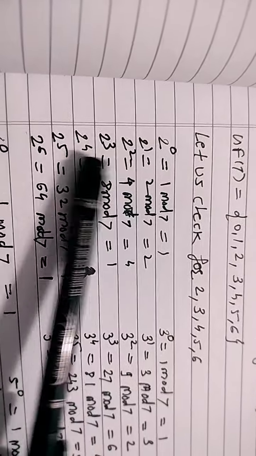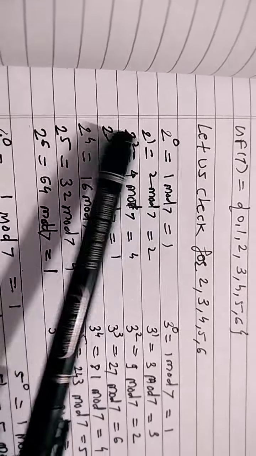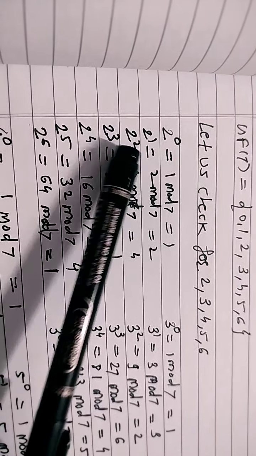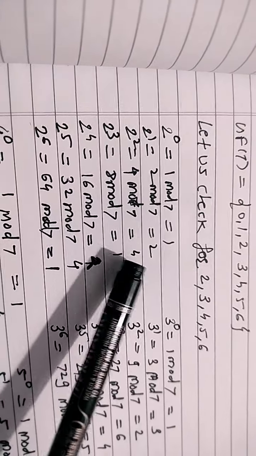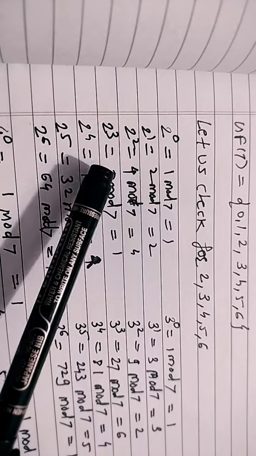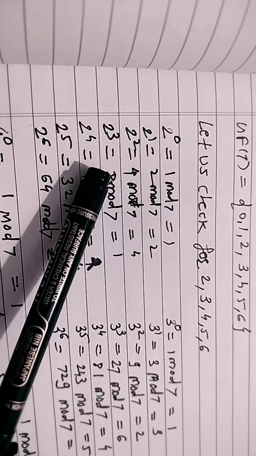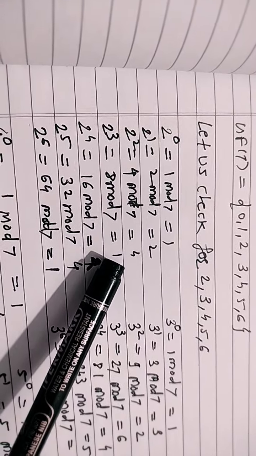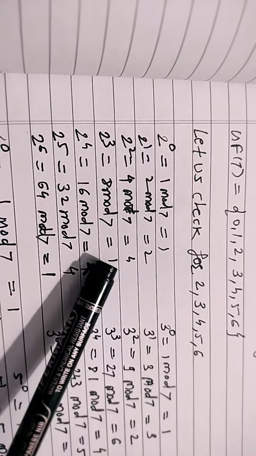So let us check with 2. So we have taken here 2's powers. For example, this is 2 square, that is 4. 4 mod 7 is 4. Then 2 raised to 3 is 8. 8 mod 7. That means you have to divide 8 by 7 and write the remainder. That is your answer. So remainder is 1.